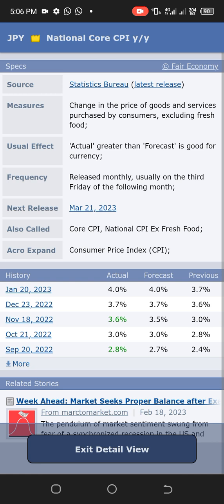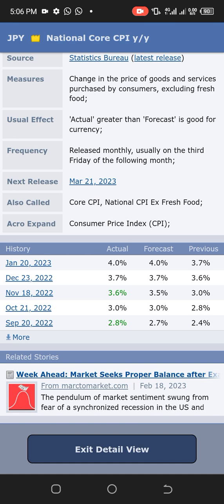I believe you saw actual and forecast immediately when I opened the box, but I'm going to explain what actual and forecast simply mean too. We have the frequency. Frequency simply means how often the news is released. Now you can see the next release date is March 21st, 2023. That's the next release date. Then it's also called core CPI. It's also called national CPI ex fresh food, or core consumer price index. If you want to read more, you can also read more.